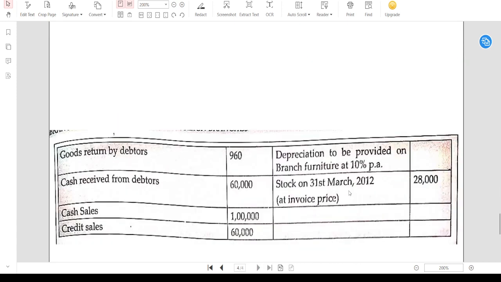Now goods returned by debtor 960. Cash received from debtor 60,000. Cash sale given. Credit sale given. Depreciation to be provided 10%. On the branch furniture and stock is given in invoice price.